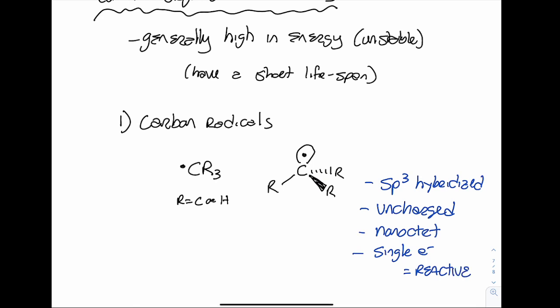So for all of these, I want you to know what they are. So know what a carbon radical is. Know its hybridization, and then know what makes it unstable, right? These guys are high in energy. Why is it an intermediate? Well, it's not octet, right? It has that single electron that makes it reactive, right? It wants to be paired up.